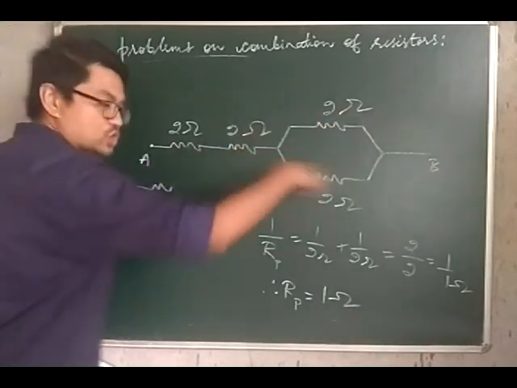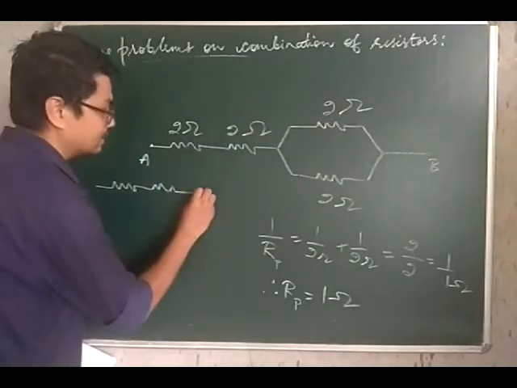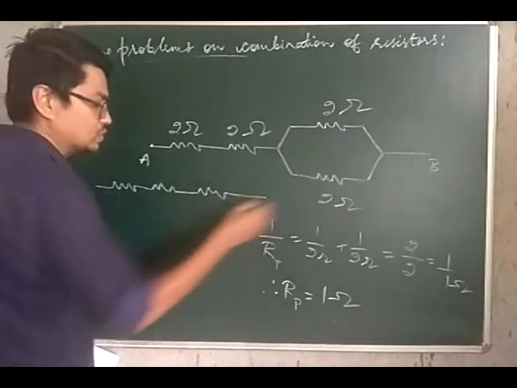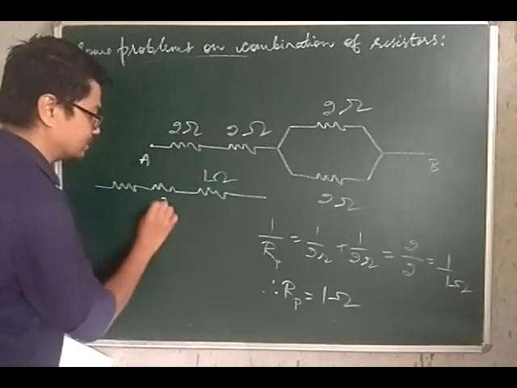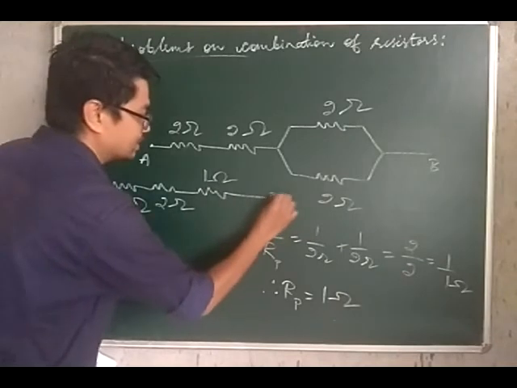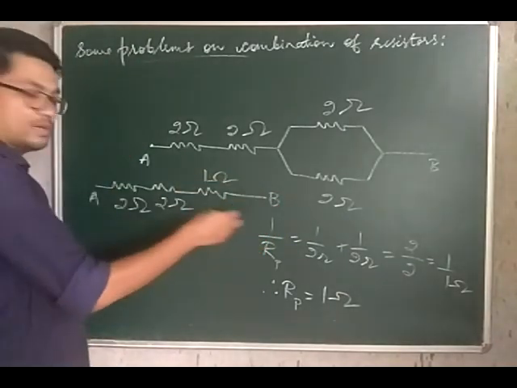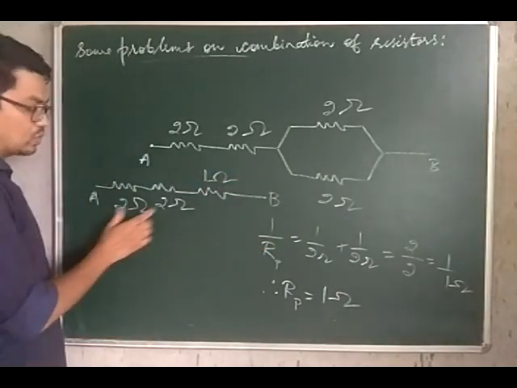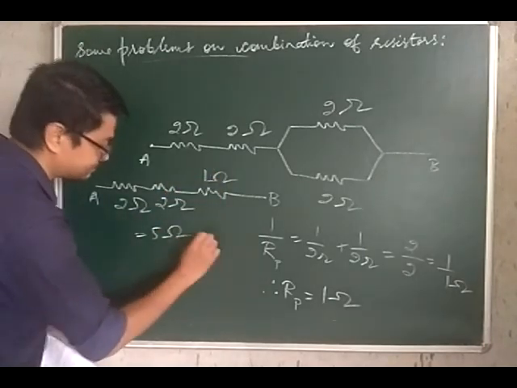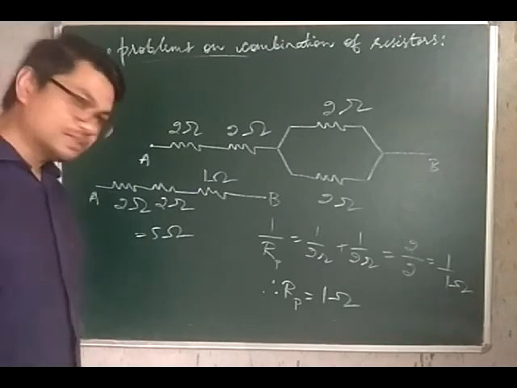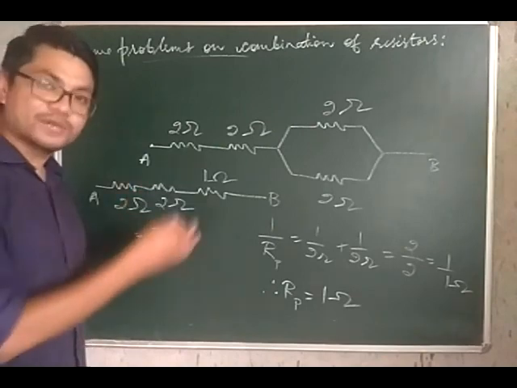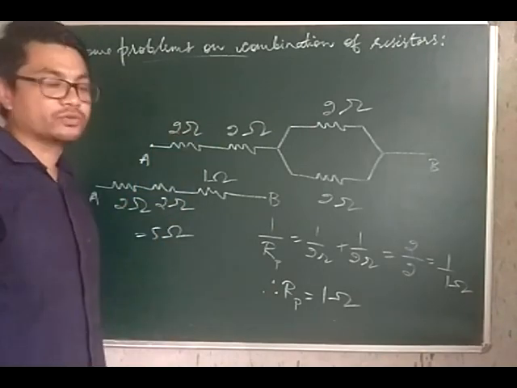So this picture can be redrawn this way. This is the equivalent of these two, which we found to be 1 ohm. This is 2 ohms. This is 2 ohms. This is point A. This is point B. So the equivalent resistance between point A and B is 2 ohms plus 2 ohms plus 1 ohm, which is 5 ohms. Alright, class 10, I think this will give you some idea at least, and this is how you proceed regarding combination of resistors.